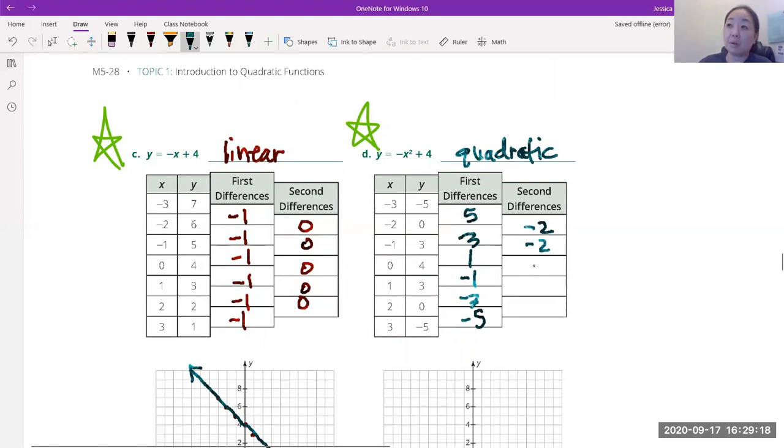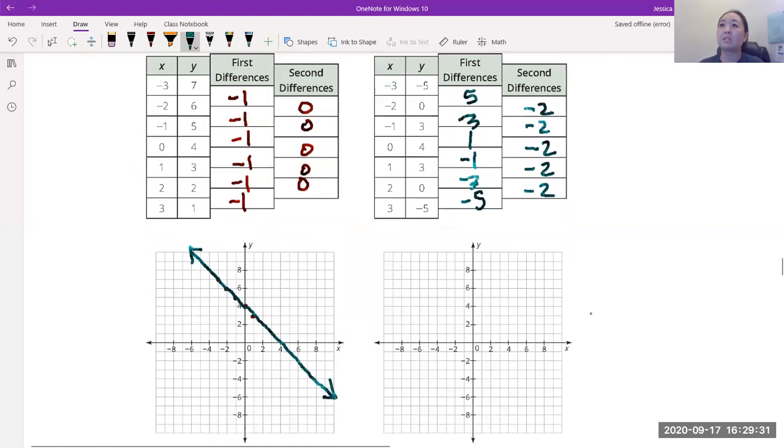If you do it in your brain, do it in your brain. All the more power to you, right? If you're getting like -2, 2, and then you're like, oh, shoot, check your work, okay? Because we know that for quadratic, second differences are the same. All right, so we're going to plot this.